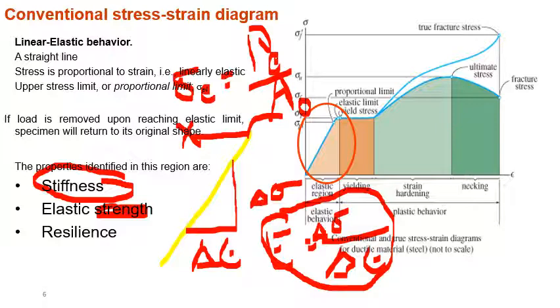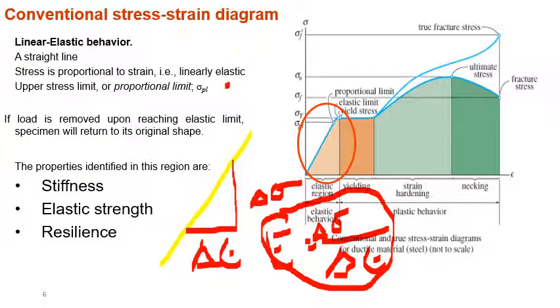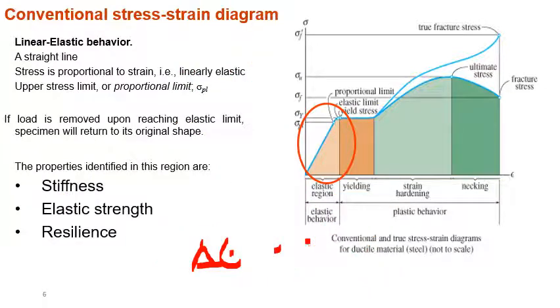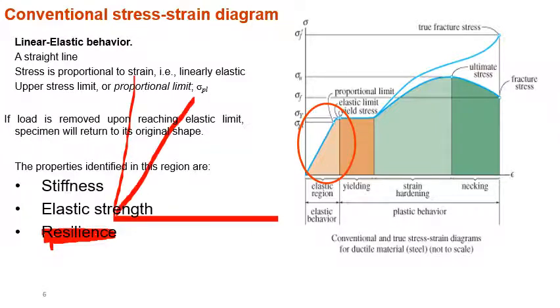Now the next concept is resilience. What is resilience? Resilience is a property of a material by virtue of which it absorbs energy in the elastic region. If I apply the load in this region, whatever amount of energy the material absorbs when it is loaded is nothing but resilience. How do we measure the resilience? Resilience is measured as the modulus of resilience.